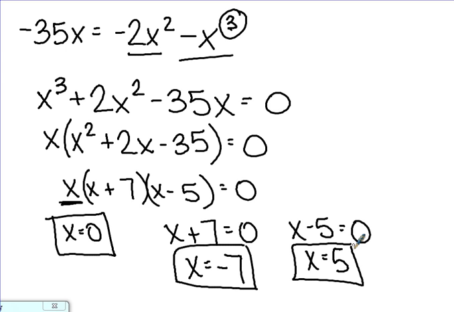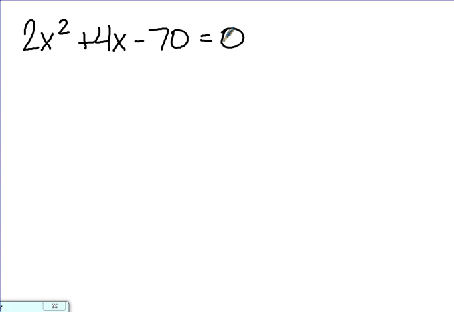Let's do one more example. This example I want you to try on your own. 2x squared plus 4x minus 70 equals 0. This one is already rearranged for you in descending order. However, you will have to factor something out before you can factor down the two binomial pairs. Pause the video and try it yourself.